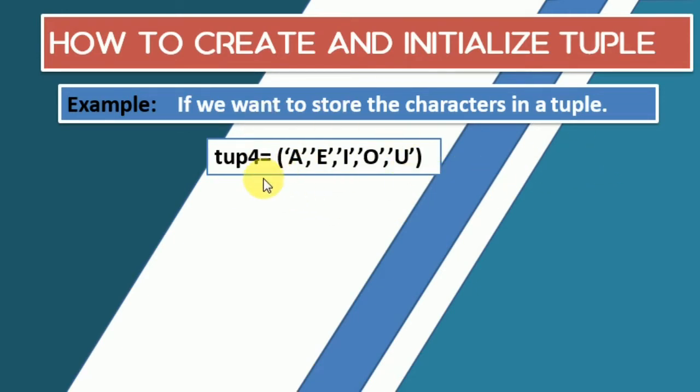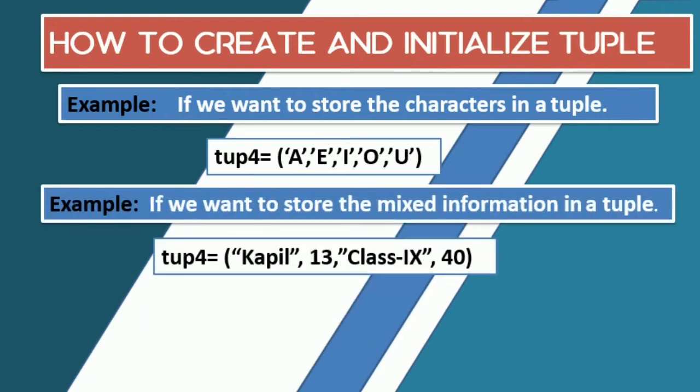If we want to store characters, tup4 equals to bracket, single quotes a, comma, e, i, o, u. These are single characters stored in a tuple. If you want to store mixed values, we can do that as we did in the list case also: tup4 equals to bracket, double quotes couple, comma, integer value 13, comma, double quotes class 9, comma, 40, again an integer value. Integers are without quotes and strings are always in quotes.